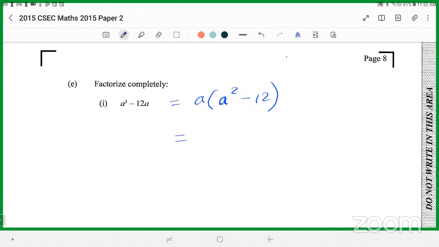So I could write this as a times a squared minus 12. I'm going to square root the 12 and then square it back. Then it's like I have the difference of two squares. Remember, if you write this, they'll give it the marks. But you can go further if you write the 12 as a squared number, so you square root it and then square it back. Then we've set up the difference of two squares inside here.